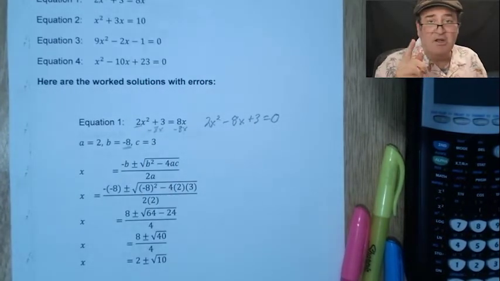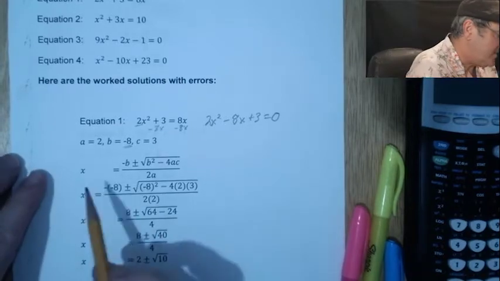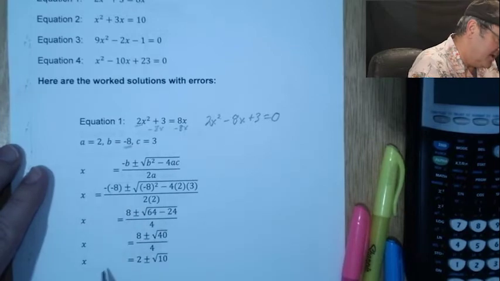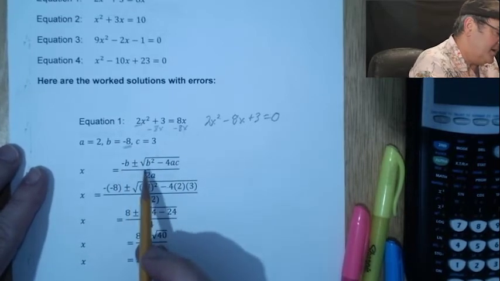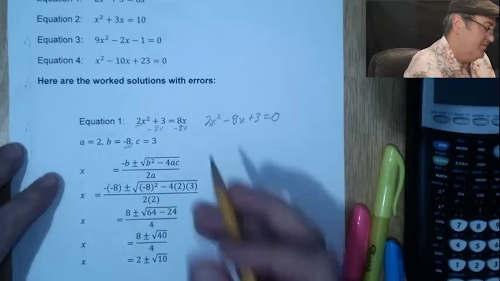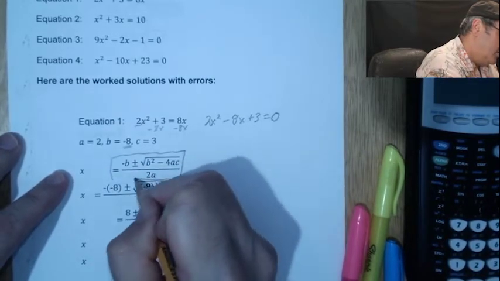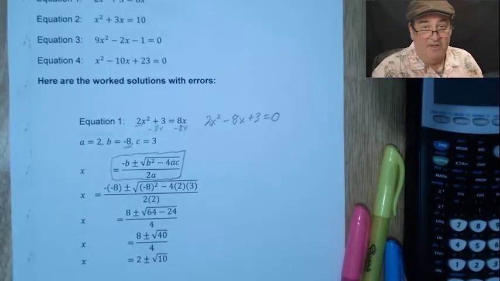Okay, so here is the first equation and how they solved it. All right, so x equals, these are all x equals, -b plus or minus the square root of b squared minus 4ac over 2a. That is the quadratic formula, right? So that is just writing the formula so they know their starting point. First thing we do, you just substitute.